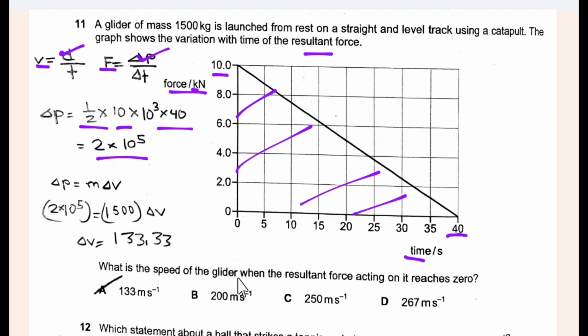And what is the speed of the glider when the resultant force acting on it is 0? That means at this point. We know the change in momentum, and we know that change in momentum is equal to mass into velocity. So we know the change in momentum value and we know the mass. So what is the velocity at this point? Velocity comes to be 133.33, that is approximately 133. So the answer should be A.